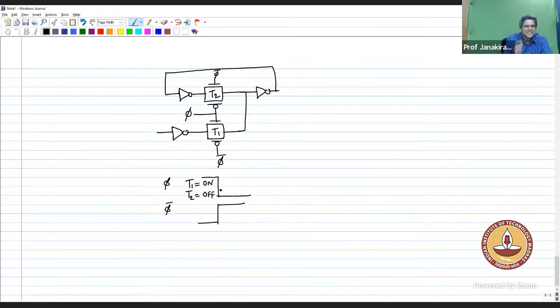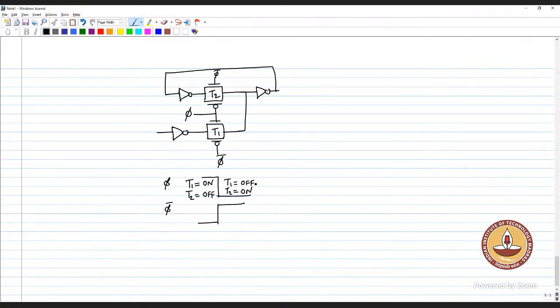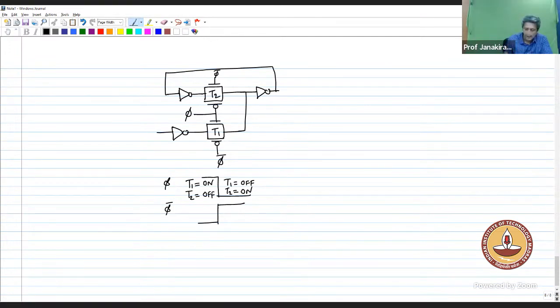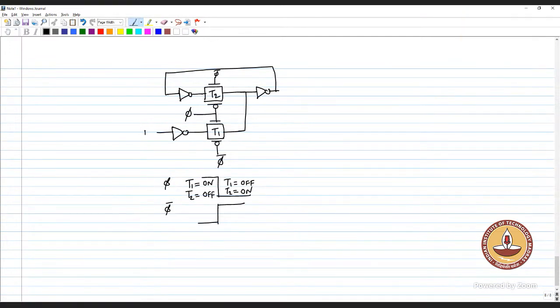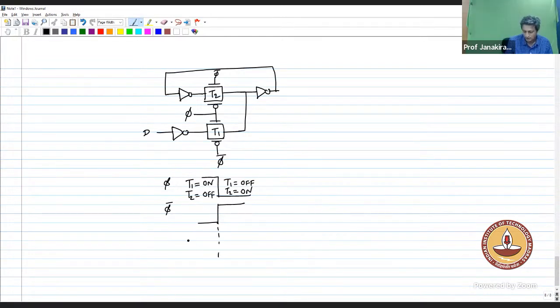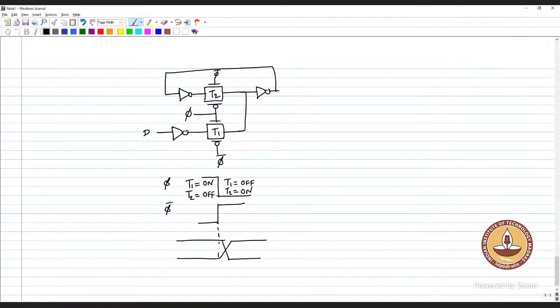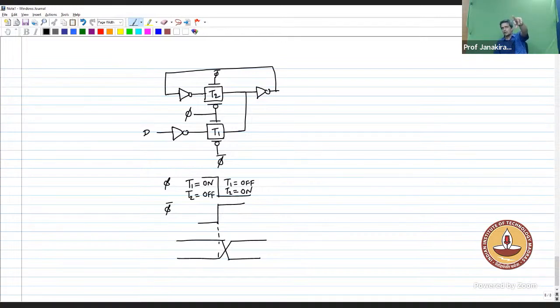As soon as, instantaneously after that edge, T1 will be equal to off, T2 will be equal to on, correct? So what will happen is that any input change in D after this edge, if this D changes after the edge, nothing will happen, because T1 has got instantaneously cut off. In fact, there is an extra delay through that first inverter, I1, I2, I3. So nothing will happen.